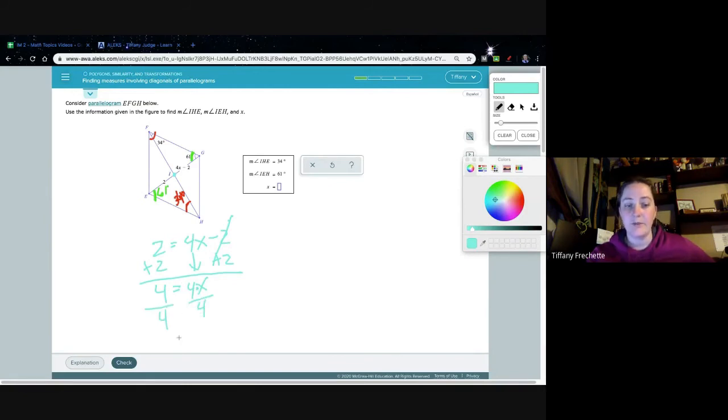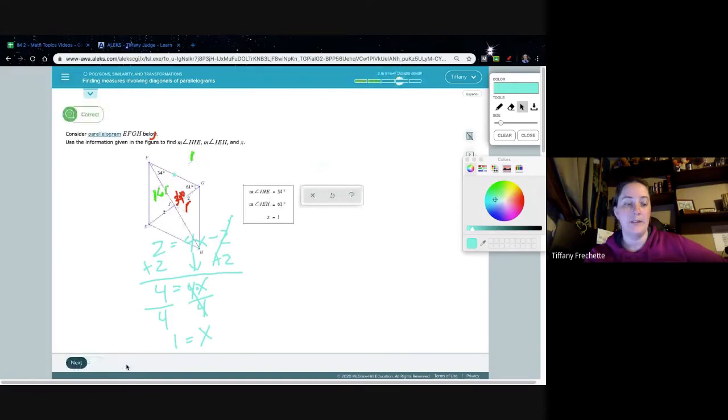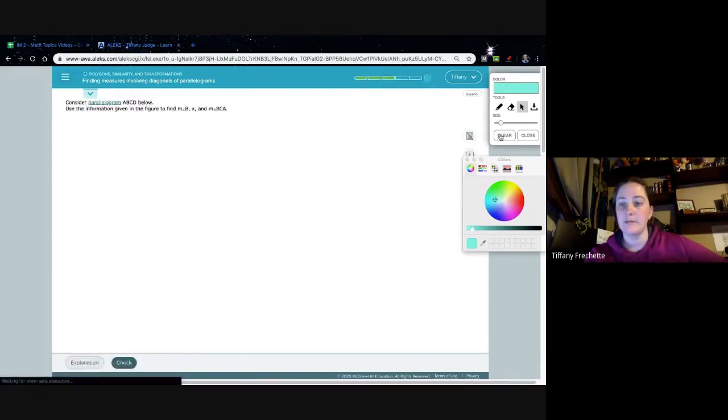So 4 divided by 4 is 1. 4 divided by 4 is 1 again, but it doesn't fully cancel because there's still an x there. So it doesn't become 0 when we're dividing. This becomes 0 because it's addition, subtraction. This one becomes 1. So when it's multiplication, division, it becomes 1. All right, so we want to click over here and do 1 and check, and we should have one more left to do. Yay. All right, so I'm going to clear this out.